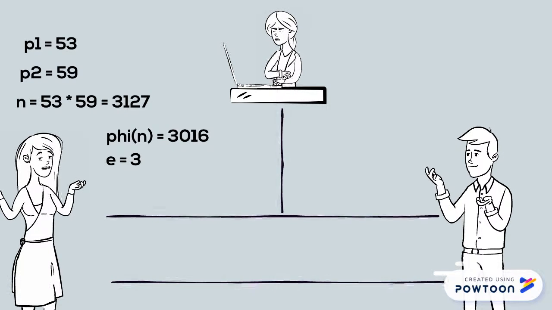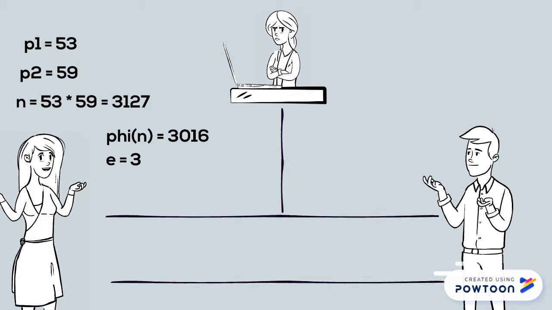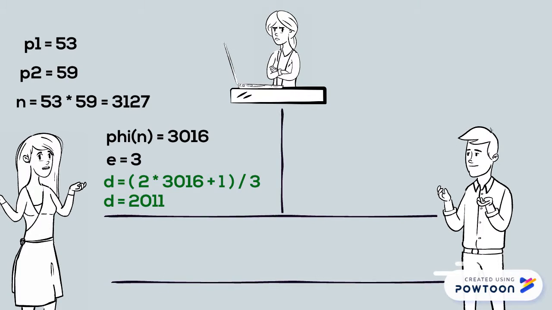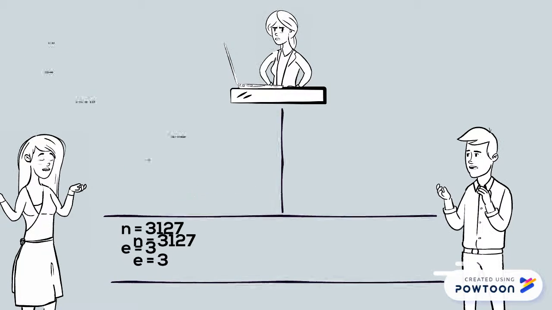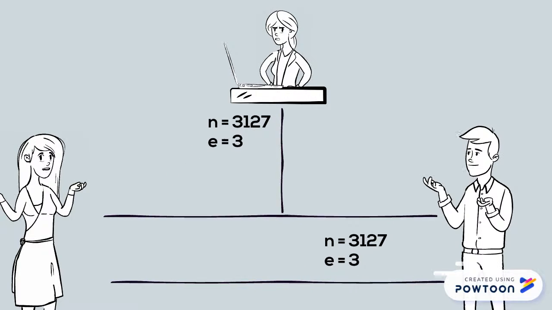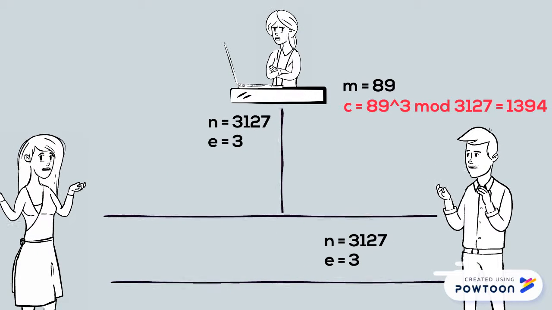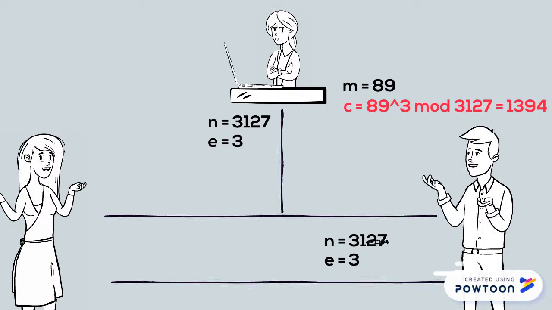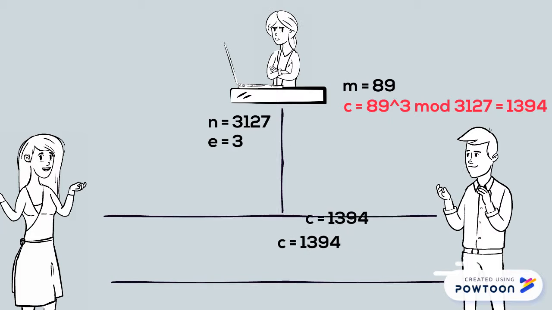She chooses an odd public exponent, e, that does not share a factor with phi(n). Finally, she finds the value of her private exponent, d, and only sends to Bob the public keys, n and e. If Bob wants to send a message to Alice, m, he calculates it like m to the power of e modulo n and transmits back the result as a value c.